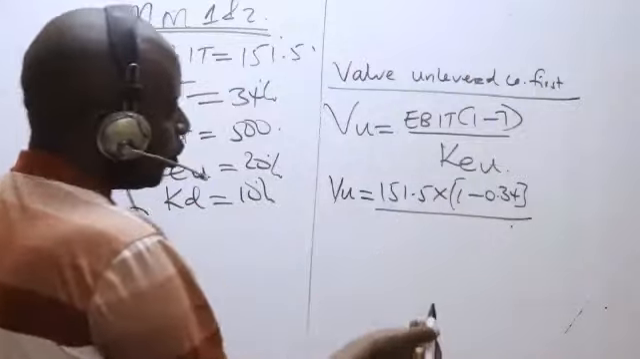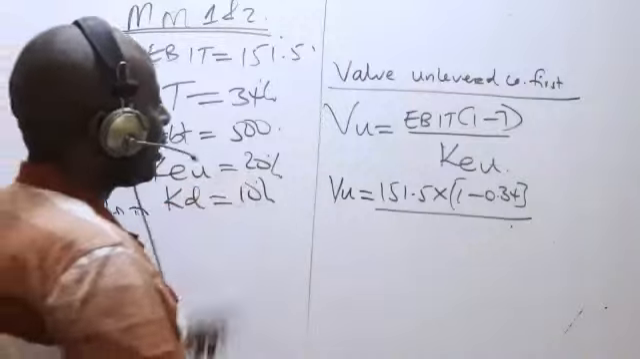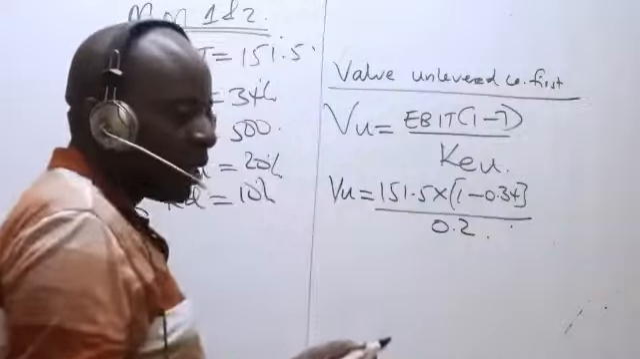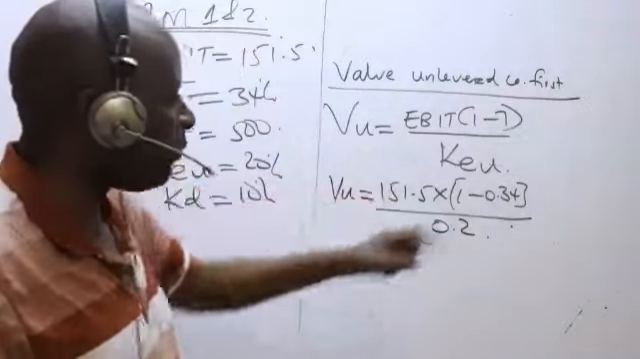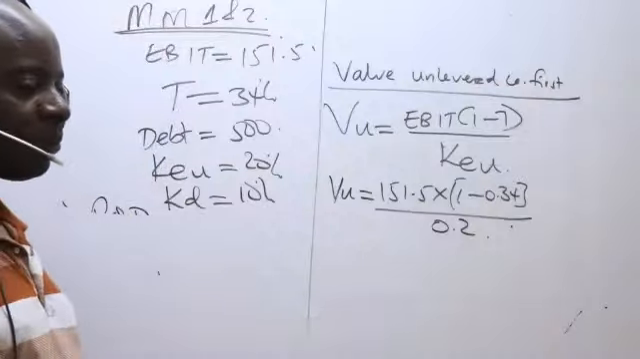All over Ke. So what is our Ke here? Cost of equity of an unlevered firm is 0.2. So are you able now to give me the value of this unlevered firm?